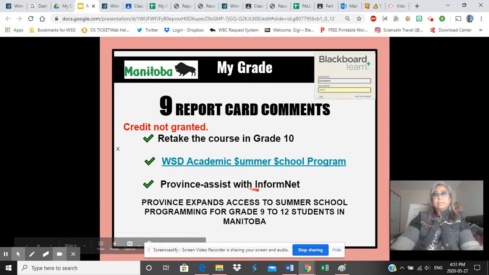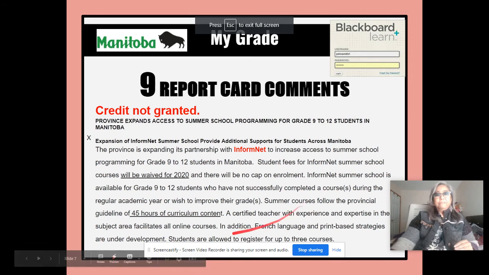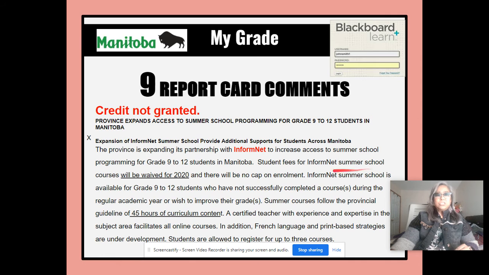So this is another learning management system similar to Blackboard. If you're already familiar with Blackboard, you can feel an outright affinity or familiarity with InformNet. It's essentially the same. And the wonderful thing about this is student fees for InformNet summer school courses will be waived for 2020. You have nothing to pay for, okay?